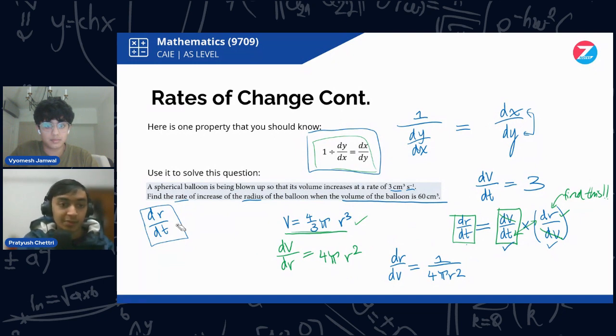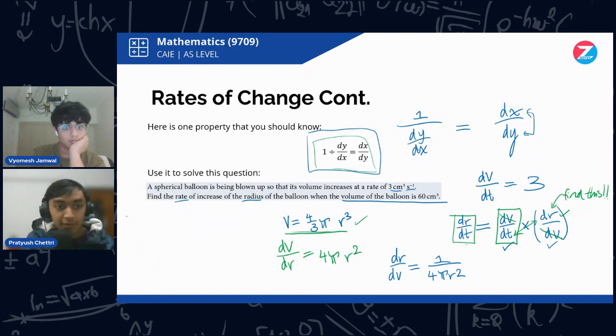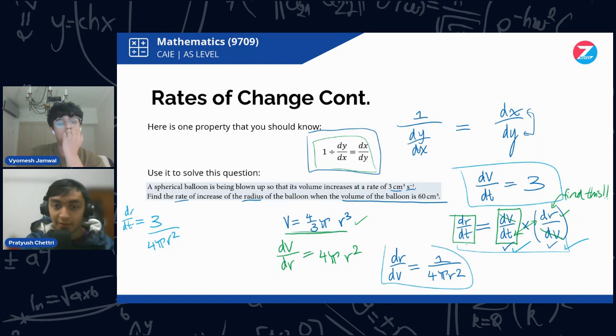Should I make space for this somewhere? Right here. Change color. Light blue. Okay, so now we're going to find dr dt, which, according to our expression here, is equal to dv dt, which we already know is 3. So I'm going to put 3 times 3 over 4 pi r squared. Because this is our dv dt, and the bottom one is our dr dv, right? So we multiply those two to get dr dt, and that's our expression for dr dt.